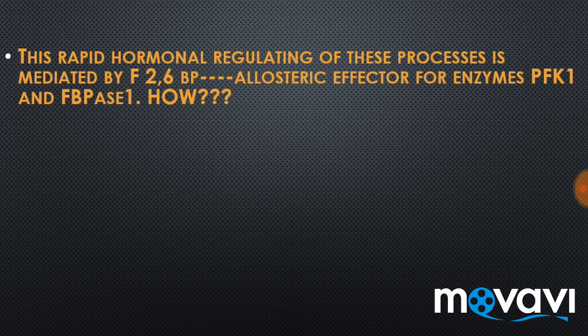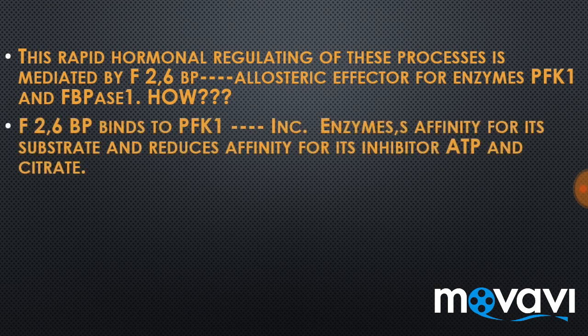This rapid hormonal regulation of these processes is mediated by fructose 2,6 bisphosphate, which is an allosteric effector for the enzymes PFK1 and FBPase1. Now this molecule is going to regulate these two enzymes which we have studied. But how? Let's see. Fructose 2,6 bisphosphate binds to PFK1, and when it binds, it increases the enzyme's affinity for its substrate. And on the other hand, it reduces affinity for its inhibitors, ATP and citrate.